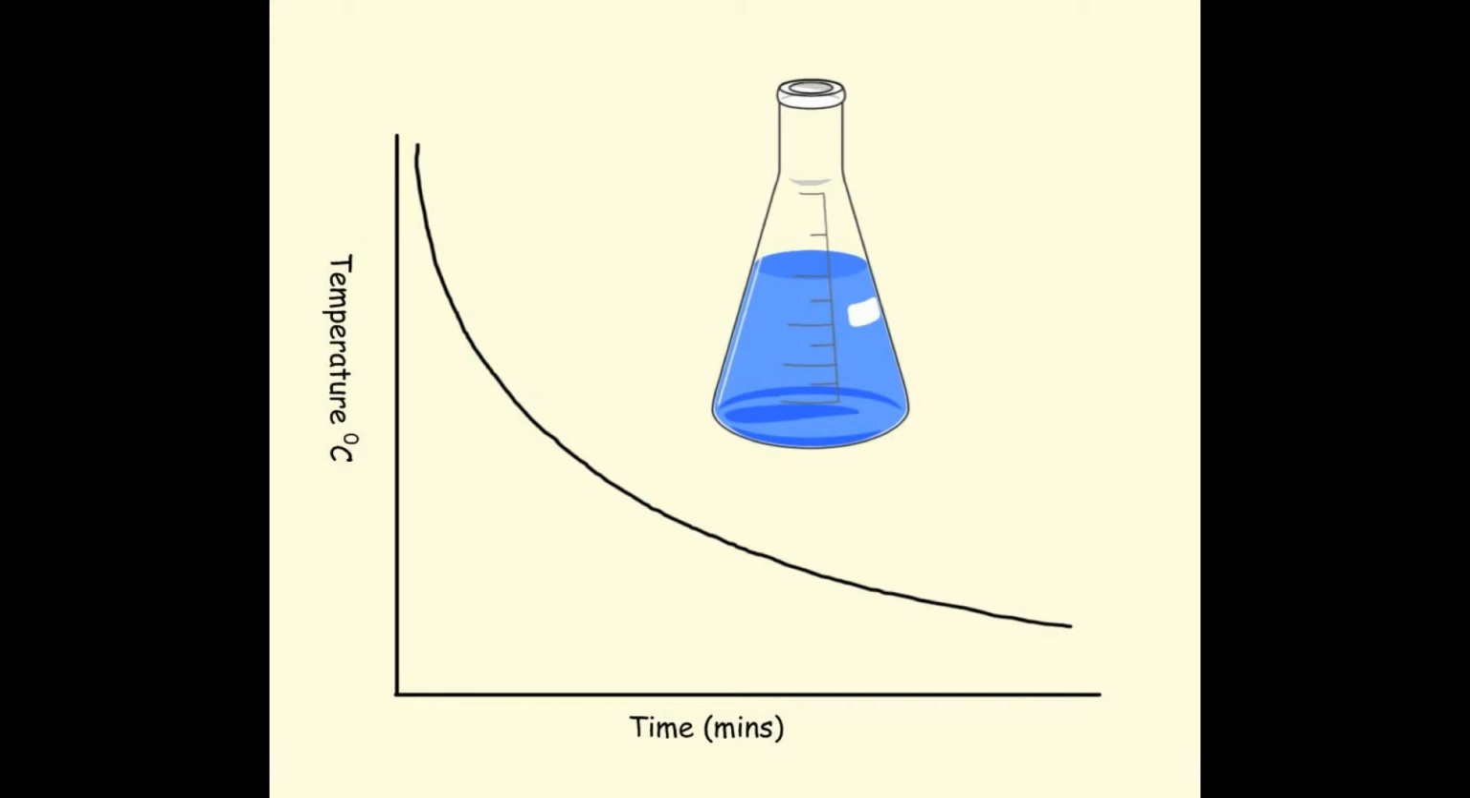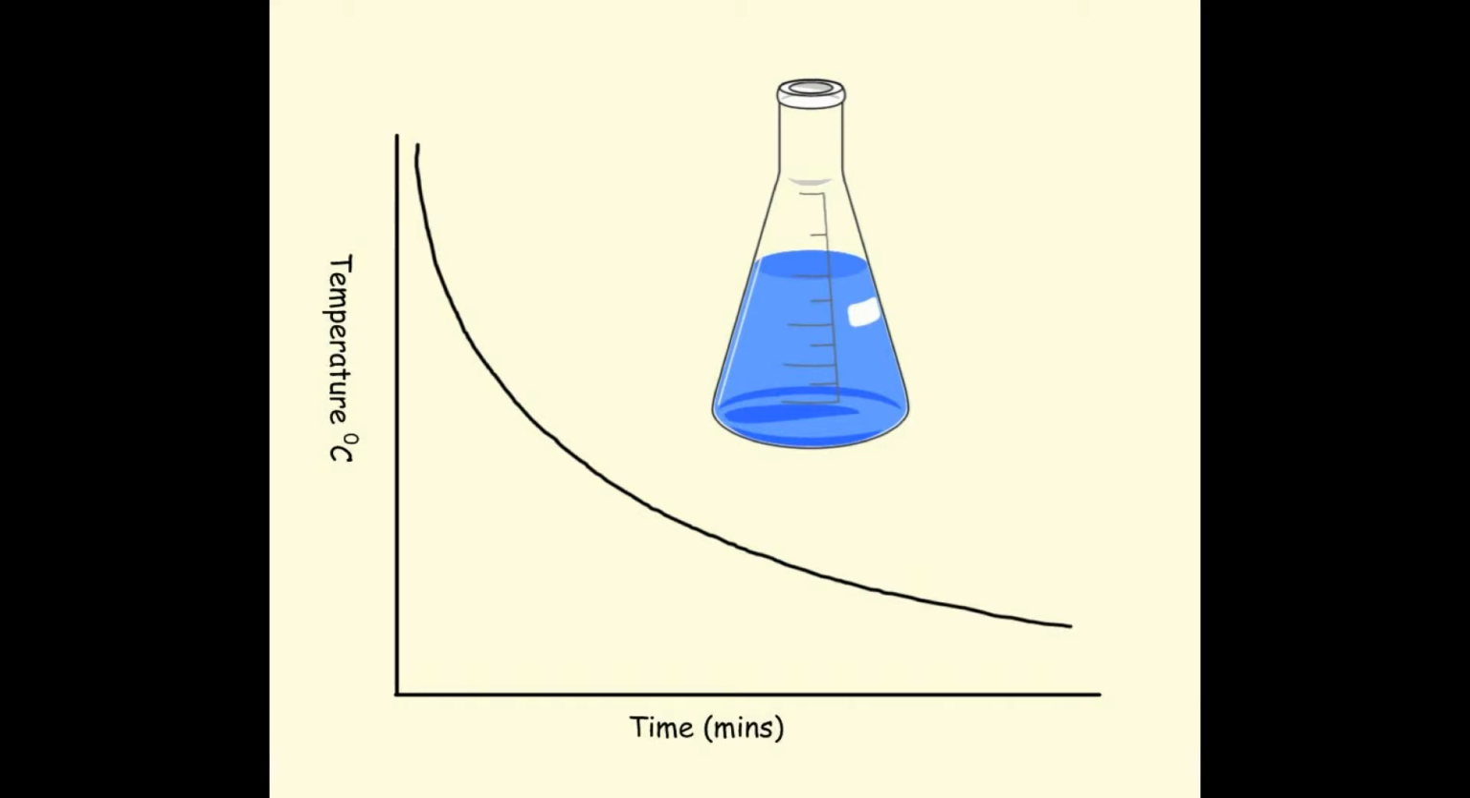When objects cool down, they do not cool down evenly. In other words, they do not cool down linearly as a straight line. Rather, we always get what is called a cooling curve. Why is this? Let's consider a conical flask of boiling hot water in a room at 20 degrees centigrade.